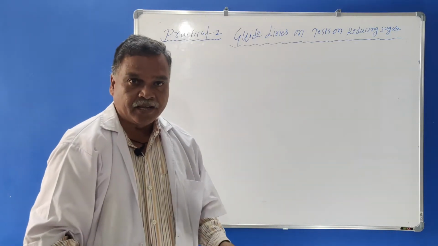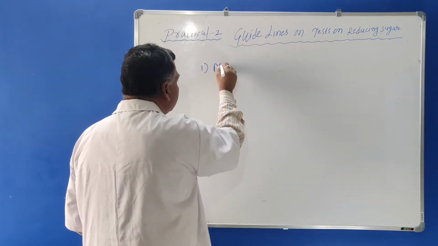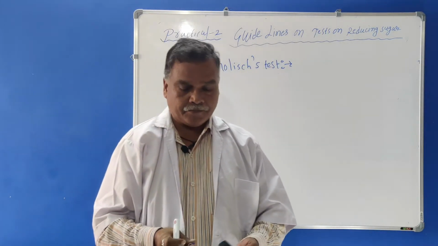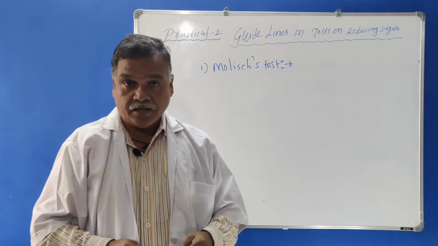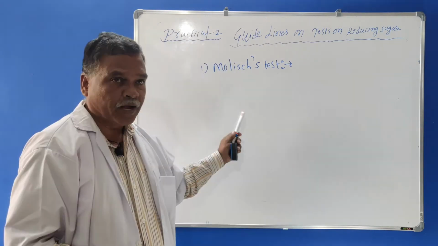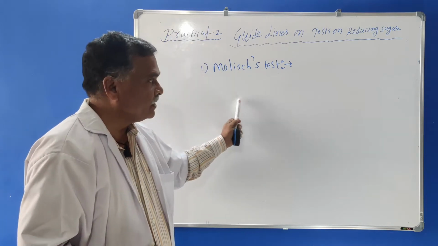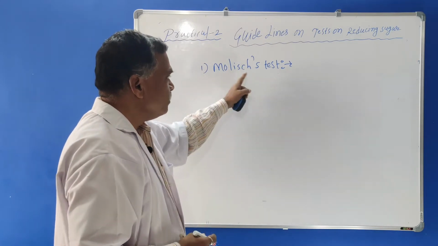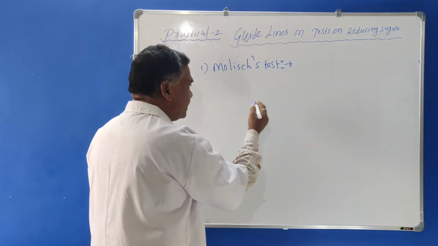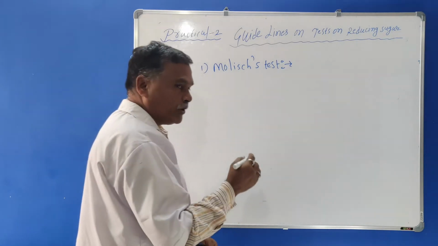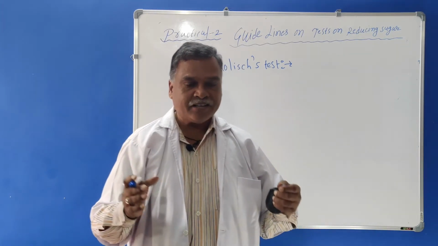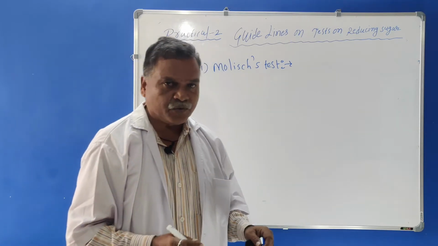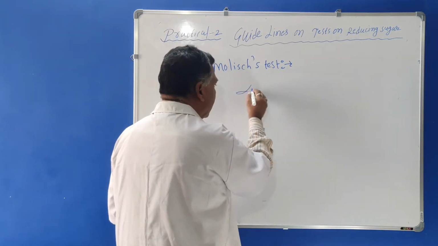The first test will be Molisch test. In the chemical reactions of the monosaccharides, we have seen how the monosaccharides give the reduction test. So Molisch test is a test belonging to the reducing sugar glucose. We'll see first the formation of alpha naphthol, how it is formed. Alpha naphthol is one of the important reagents for this test.